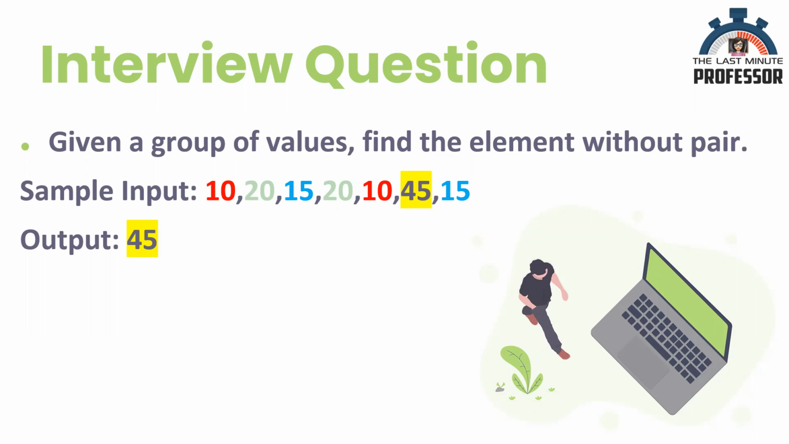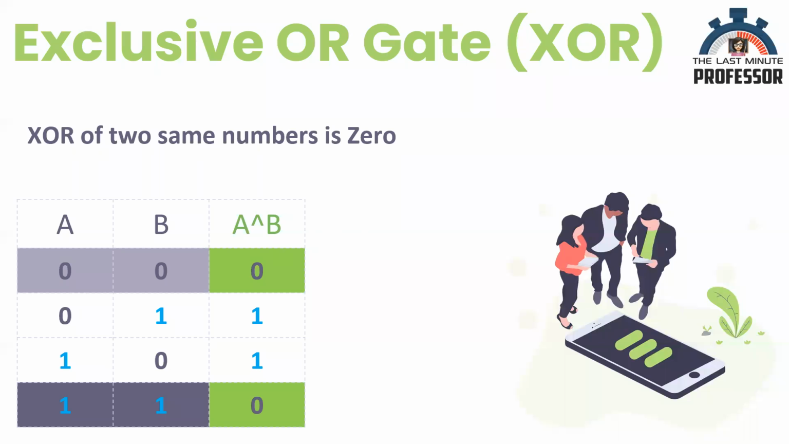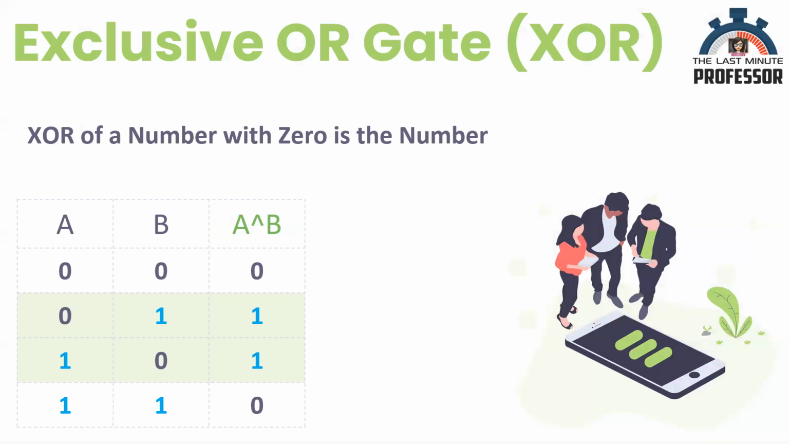No worries, I shall explain. This is how the XOR logic gate works. If the two inputs of XOR are the same, the result would be 0. If one of the inputs is 0, the result would be the other number. In other words, the XOR of a number with 0 is the number itself.